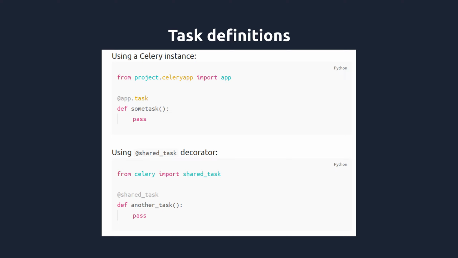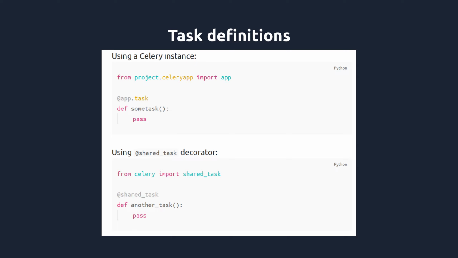Celery task definitions. There are two ways to define a task. One way is to import the Celery app instance and use the app.task decorator. Another way is using the shared_task decorator, which is not tied to a particular Celery instance. The key difference lies in how these tasks are registered and how they behave when multiple Celery app instances are involved.